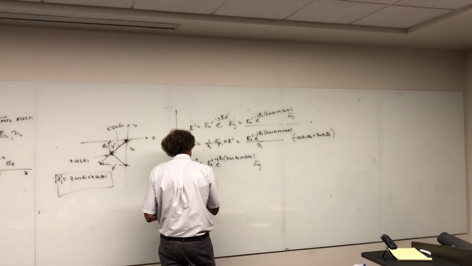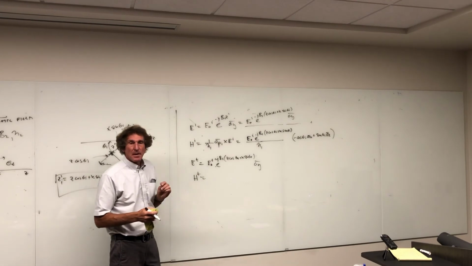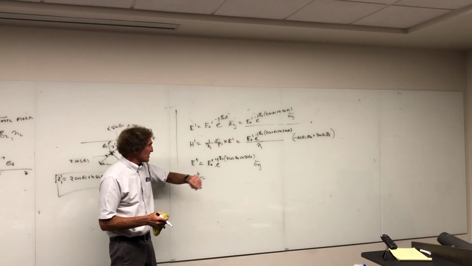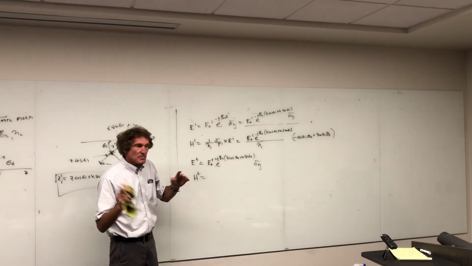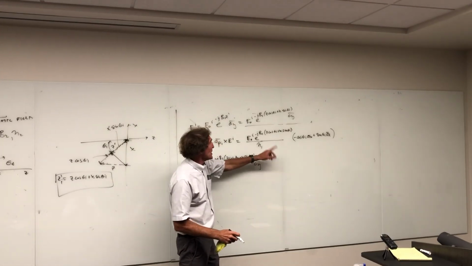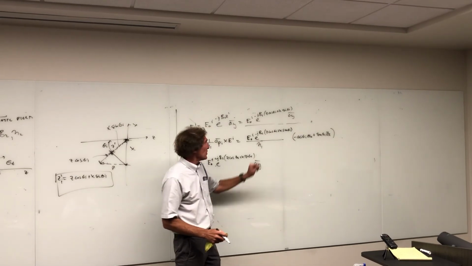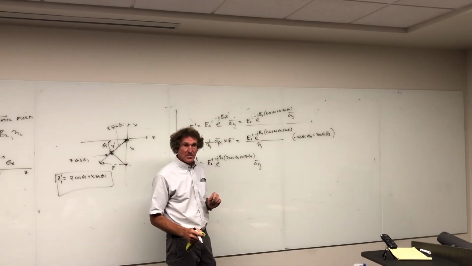Then he's going to get H transmitted, doing the same little trick here. I don't have time, frankly, to write that crossing out. I'm just going to give you the answer. You take this answer, see this? The only thing you do is replace theta incident with theta transmitted, eta 1 with eta 2, and beta 1 with beta 2.